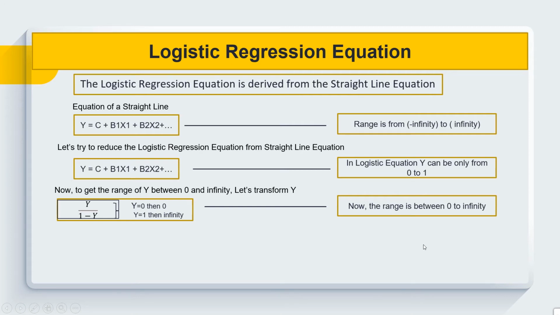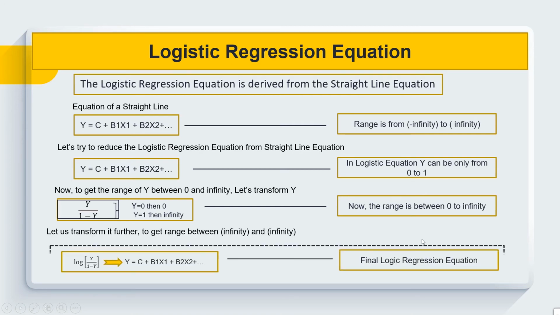So for that, we'll take the log of this equation. So let's go ahead and take a logarithm of this equation. Here we transform it further to get the range between minus infinity to infinity. So over here we have a log of y over 1 minus y, and this is your final logistic regression equation.